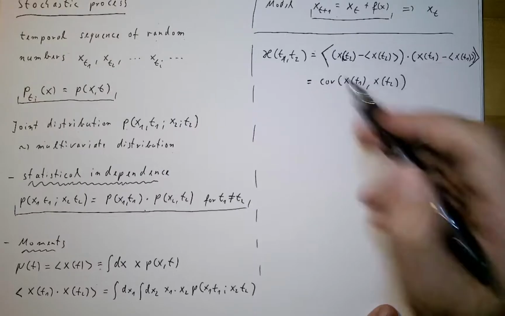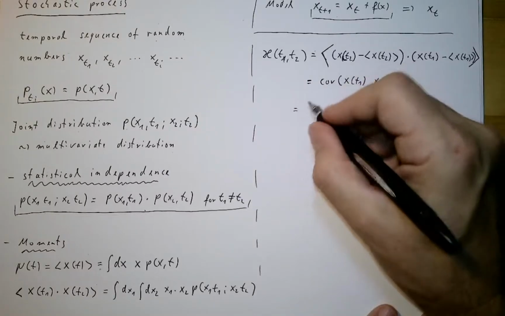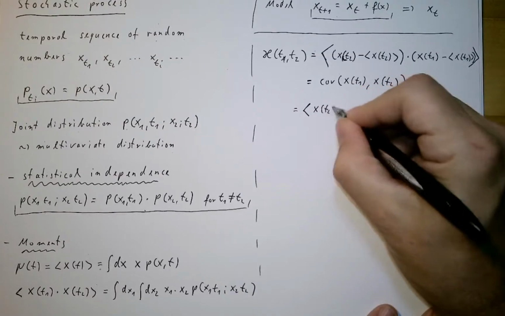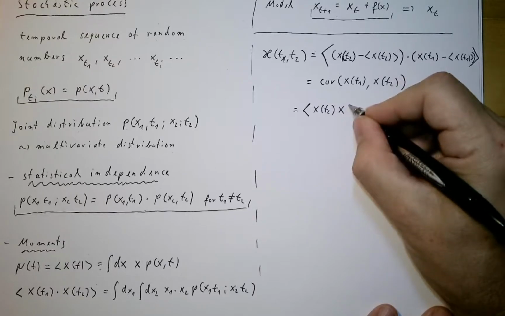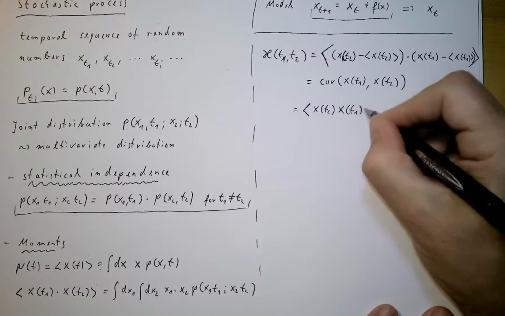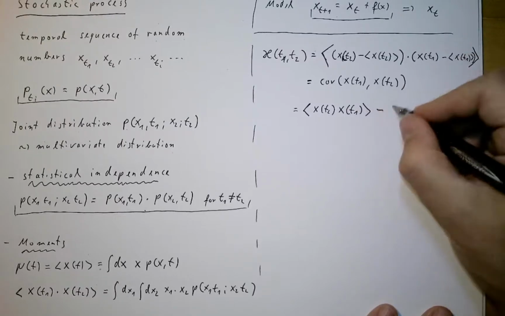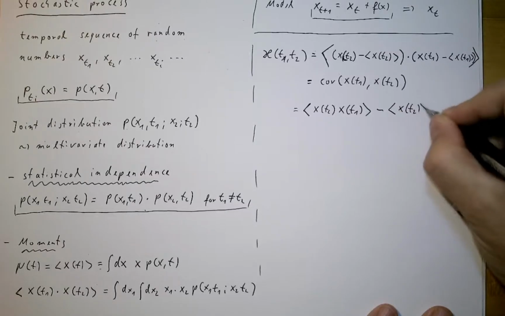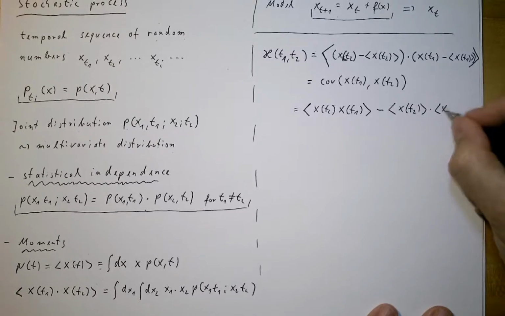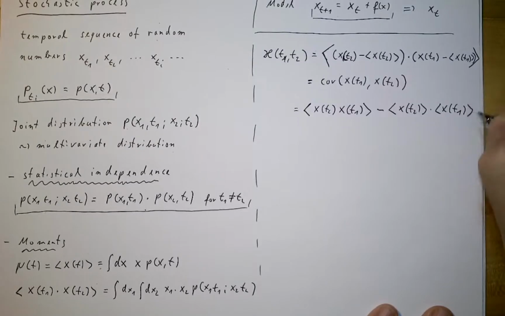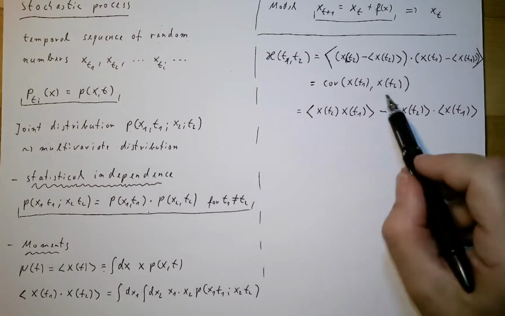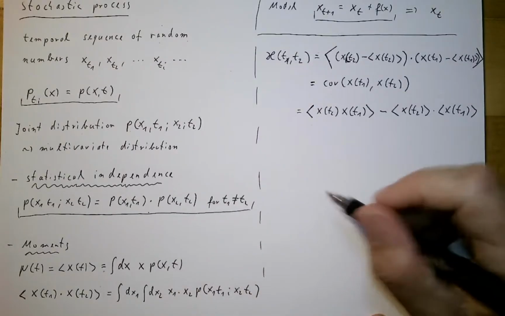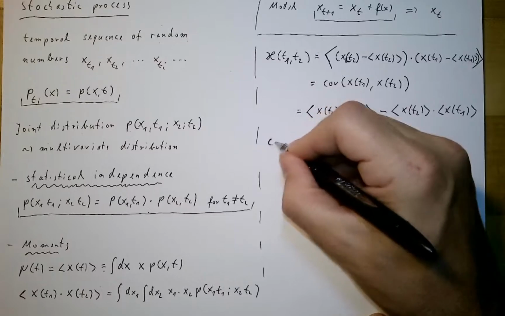And we have also seen we can rewrite this a little bit differently. We can also write this as the expectation value of x at time point t2 times x at time point t1, minus the product of the mean values, x at time point t2 times x at time point t1. So the covariance of our random variable at two selected time instances. Okay. And this we call the covariance function.